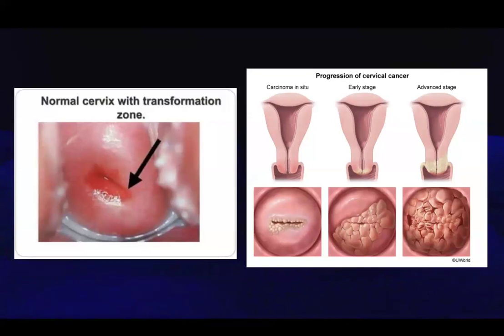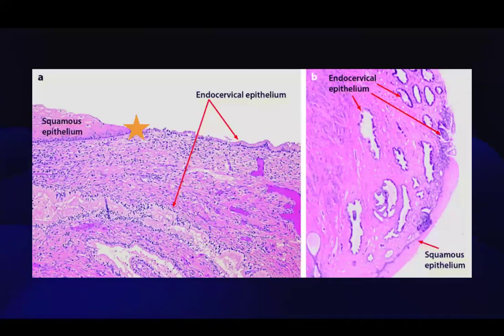And here is a good example of that transformation point: the transition from the squamous epithelium to the type of epithelium that we see in the uterus. That point of transition, that transformation, is marked by the yellow star.